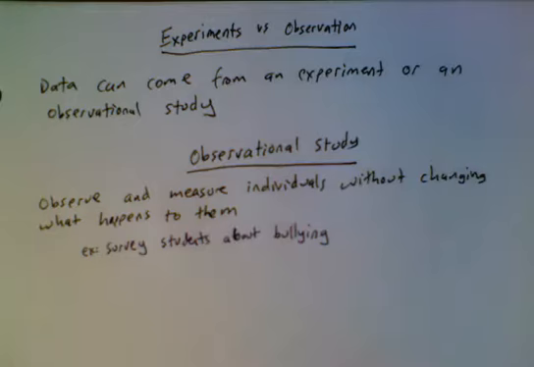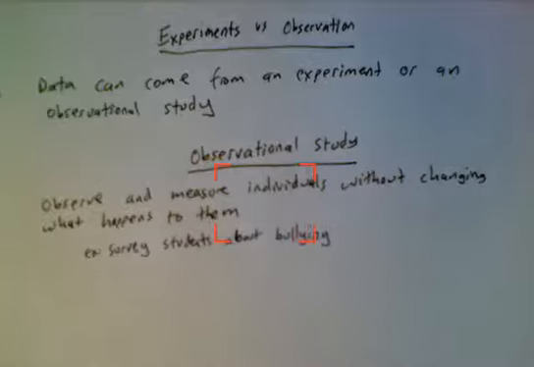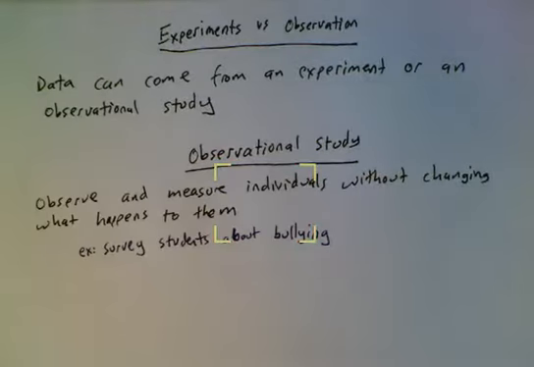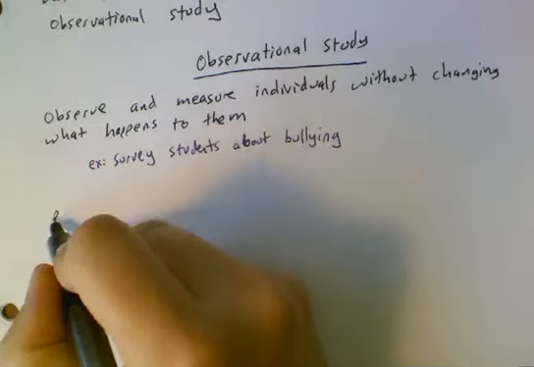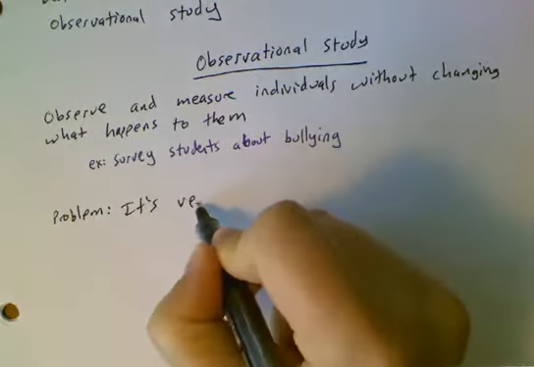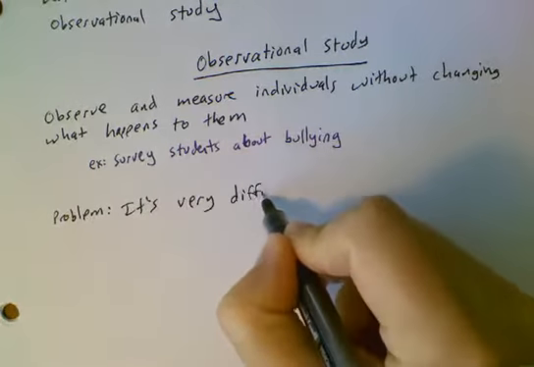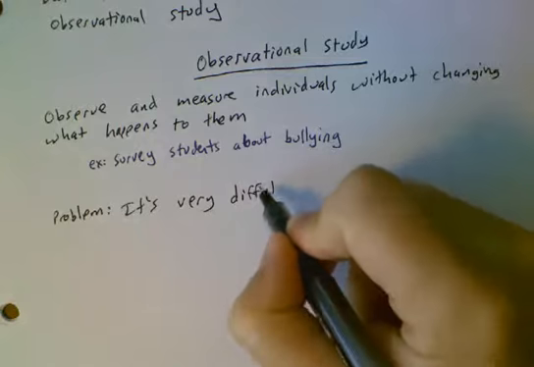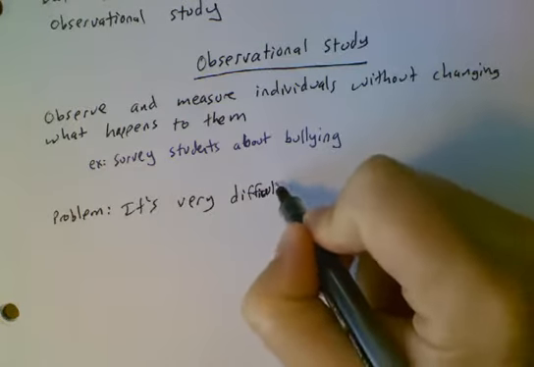There's just one problem with this. It is very difficult to determine what causes any differences that you observe between groups. So for example, we might observe that students who read more tend to have higher SRI scores. But the thing is that we don't necessarily know why that is.